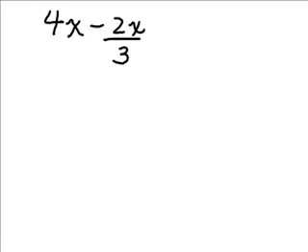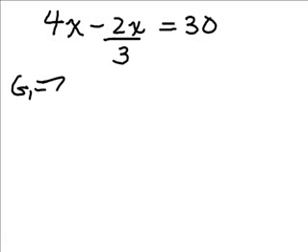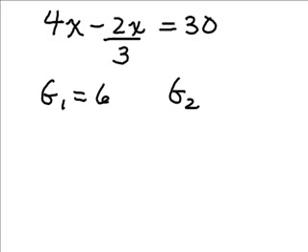So the equation we're working with is 4x minus 2x divided by 3 equals 30. The guesses that we've been given are g1 equal to 6 and g2 equal to 3. Now, to find a1, we're going to use g1, and we're going to plug it into the left-hand side of that equation and see what we get.